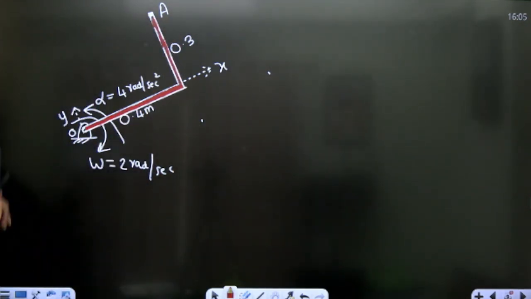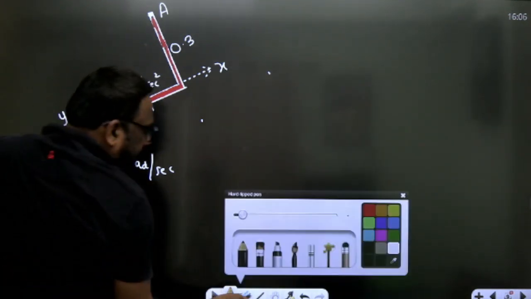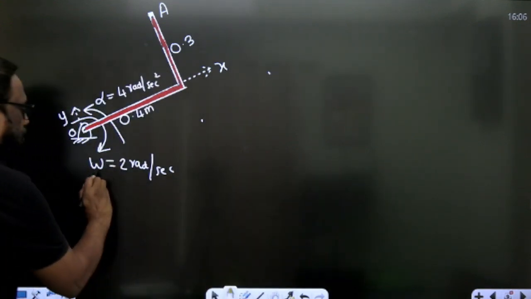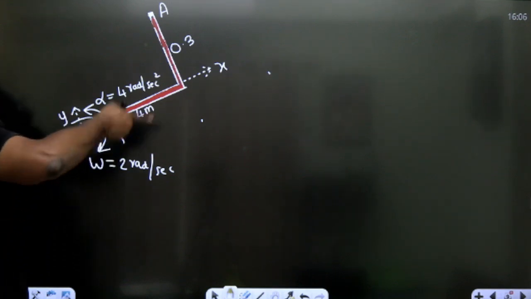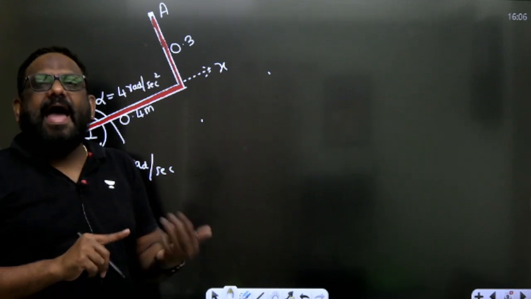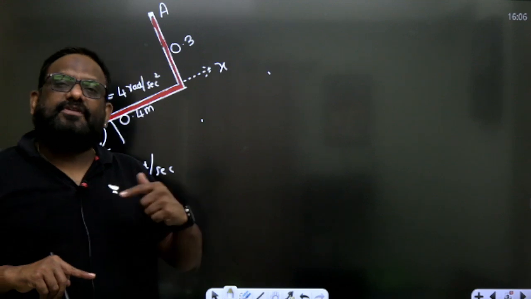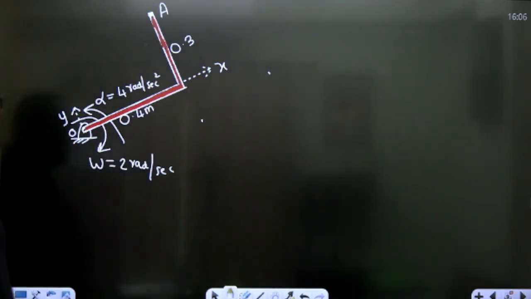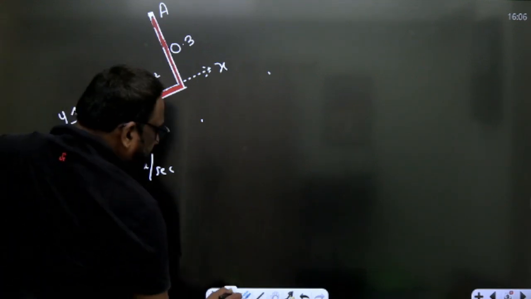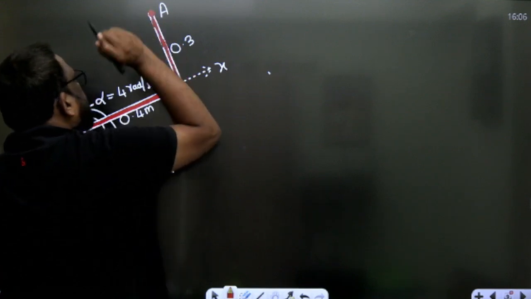And the system is rotating in clockwise direction. So at any instant, the omega value is given as 2 radian per second and omega is in clockwise direction. This omega is decreasing at the rate of 4 radian per second square. What does omega decreasing mean? The angular acceleration is in opposite direction, anti-clockwise. When omega increases, it means angular acceleration and angular velocity will be in the same direction. Now he is asking, what is the velocity and acceleration at point A?